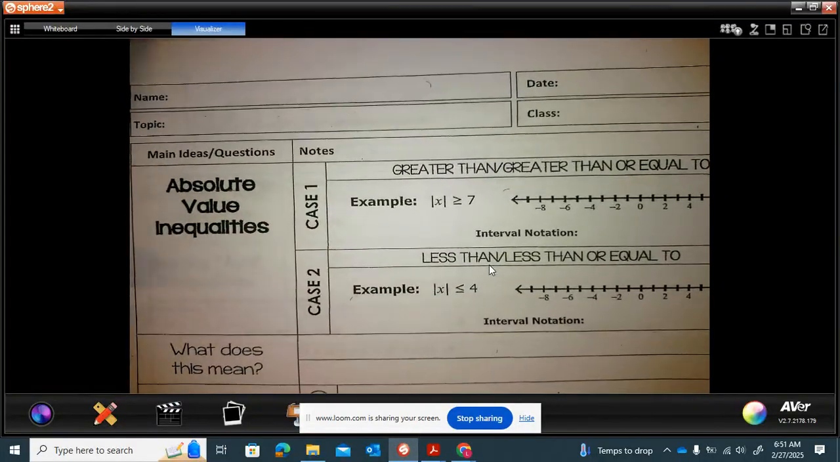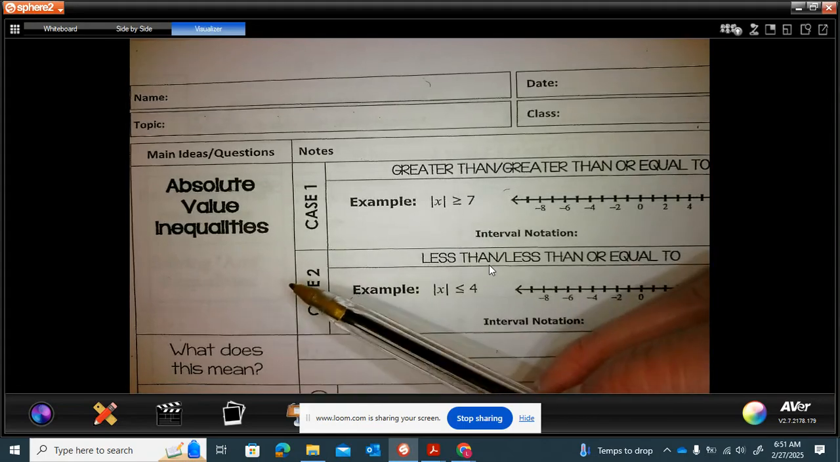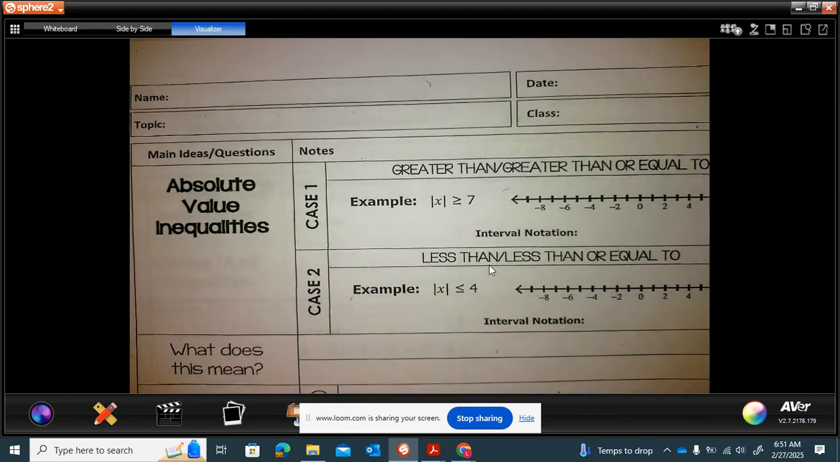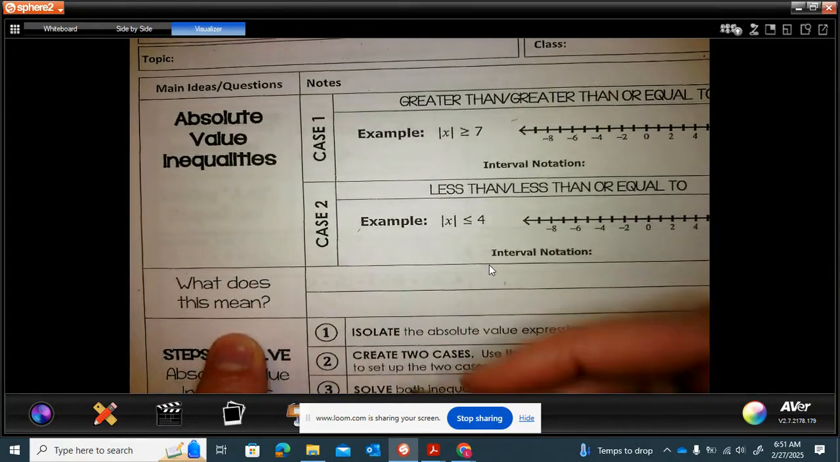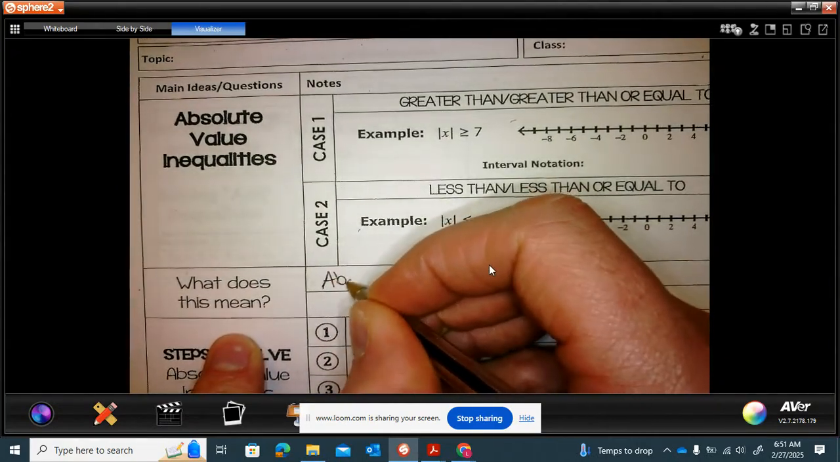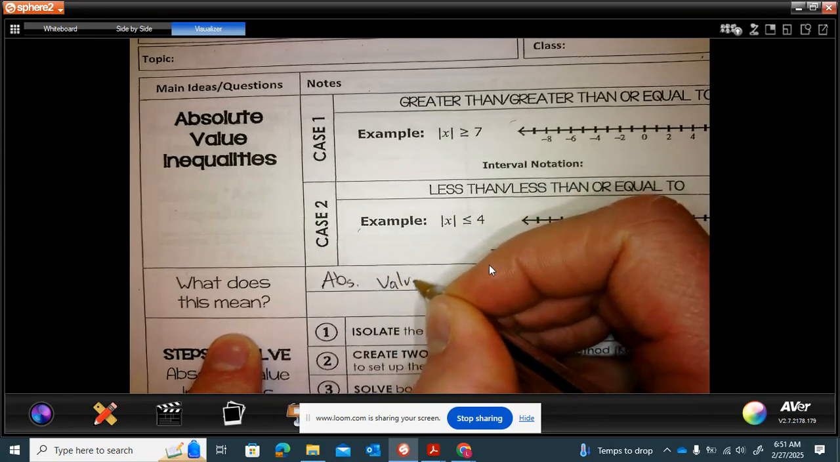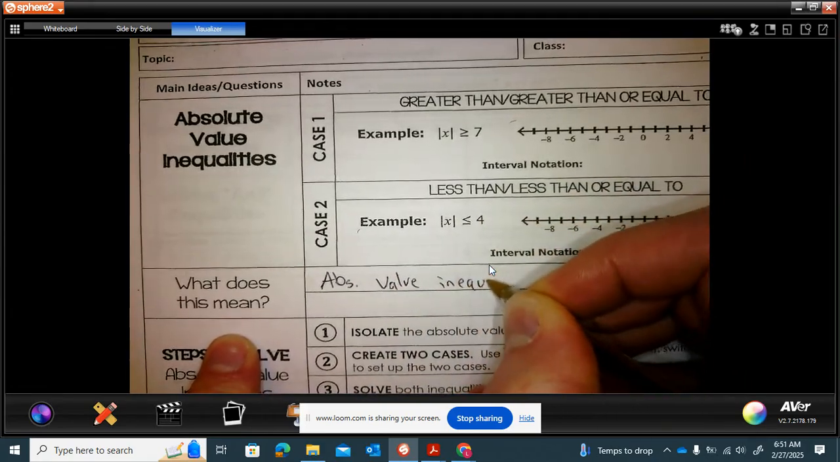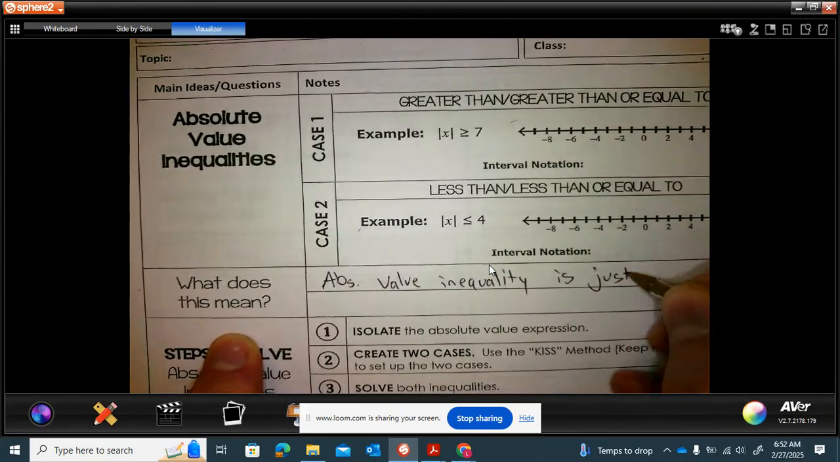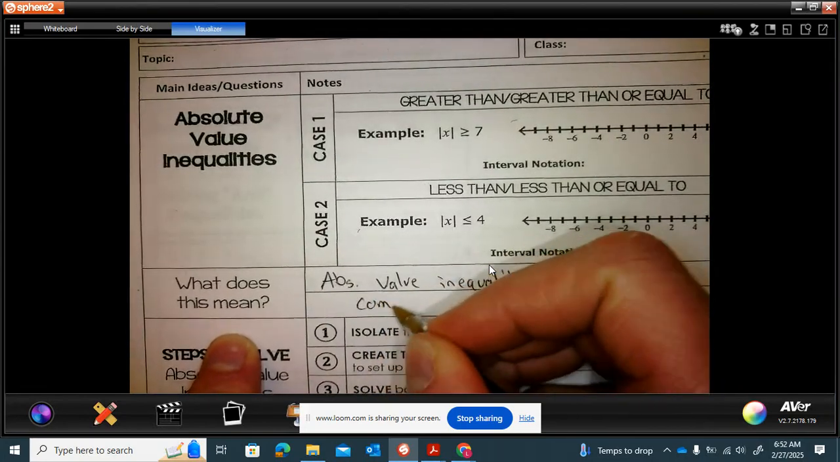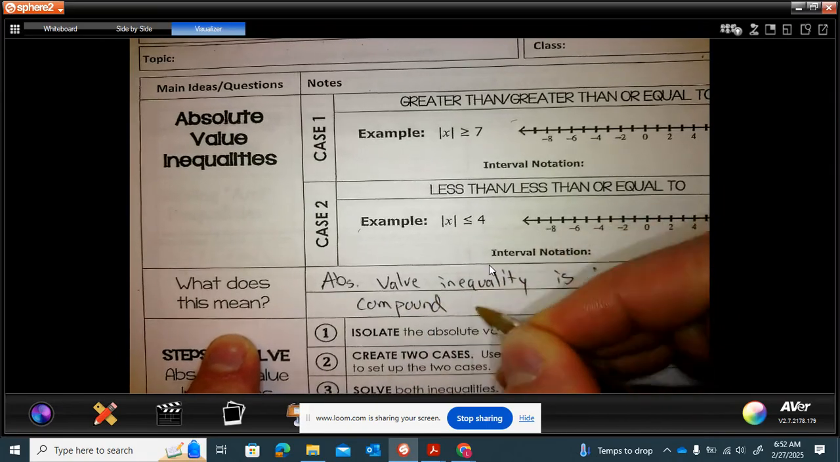Right, so now this is the very last part of the unit. It's an absolute value inequality, and we had to do the compound inequalities before we got to this, because an absolute value inequality is just a compound inequality.